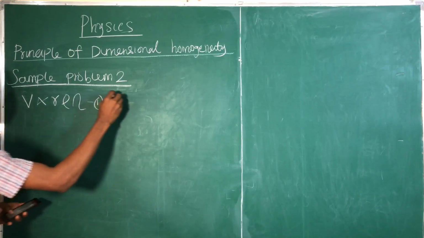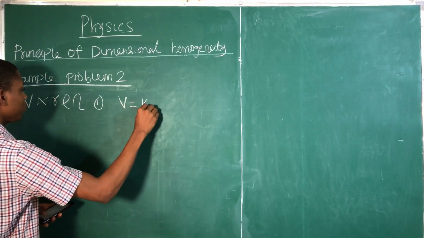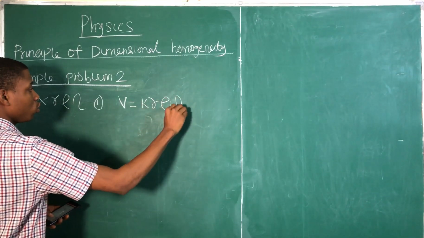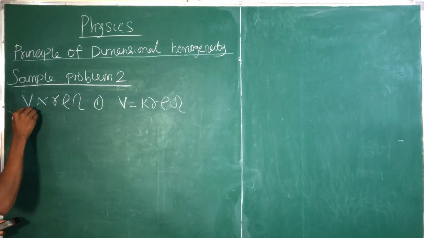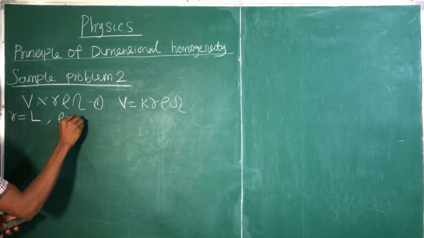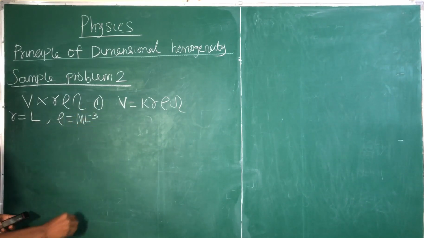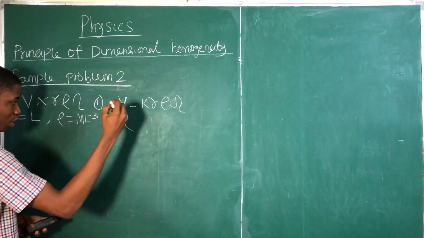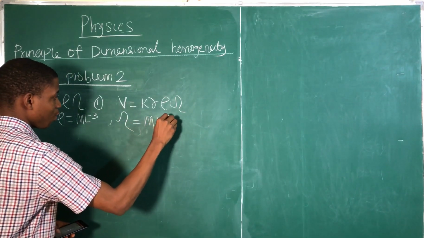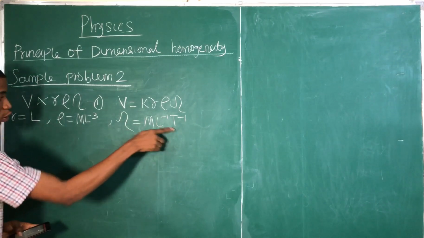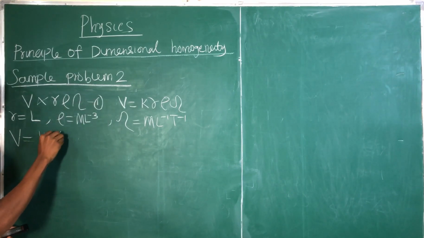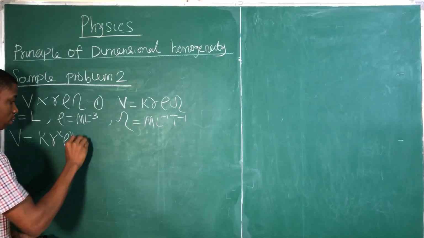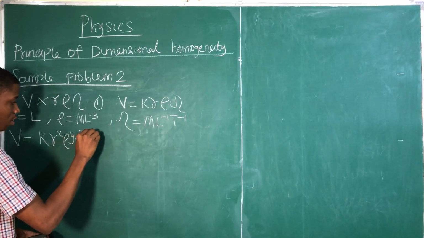Let's introduce a constant. So we have V as k, radius, rho, and eta, the coefficient of viscosity. Density is in terms of M L^-3. The coefficient of viscosity is M L^-1 T^-1. This is the dimension of each. Straight to the question, we assign an exponent to each quantity: radius x, density y, and coefficient of viscosity z.